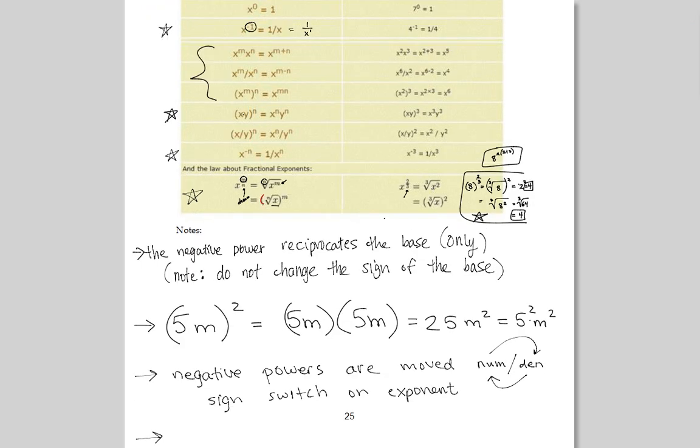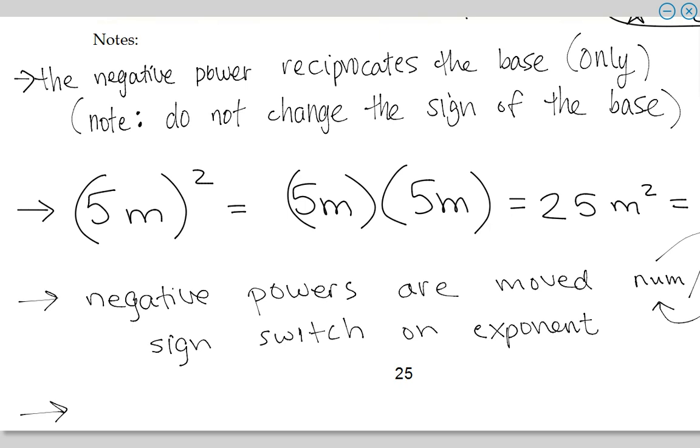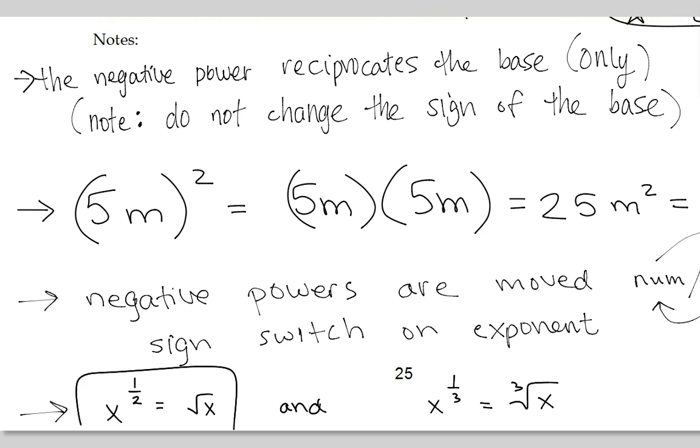And that's more important than just plugging away into your calculator. And the last note I'll make is a couple that you should just memorize. X to the 1/2 is square root x, and x to the 1/3 is cube root x. I would just memorize those ones because they're very, very common.